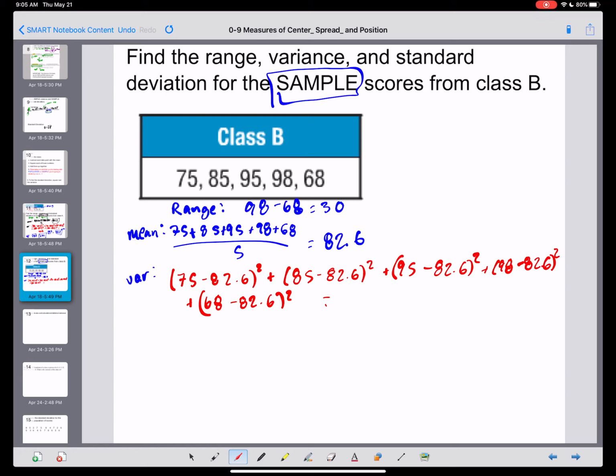Alright, so I got 667. I could be wrong. And then I'm going to divide it by n minus 1 because it's a sample, right? So n is 5 here because I have 5 numbers. So 5 minus 1 is 4. So divide by 4, and I get 166.9. And then the standard deviation is just the square root of 166.9.